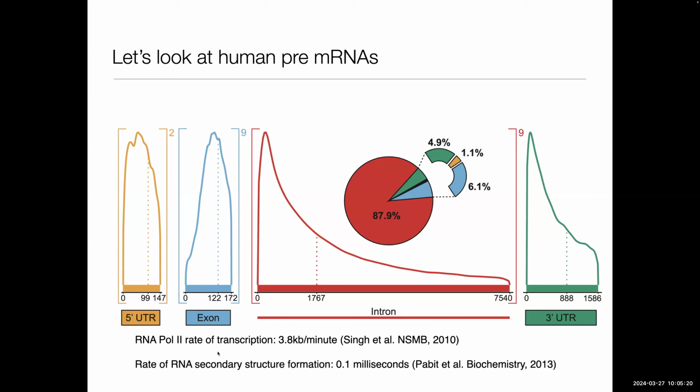And I also wanted to put two statistics on this particular slide. One of them is the Pol2 rate of transcription. There are many different estimates of this, but I chose this number, about 3.8 kilobases per minute. That means that your median, your average intron takes about 30 seconds to be transcribed. And that's actually quite a long time in terms of molecular scale.